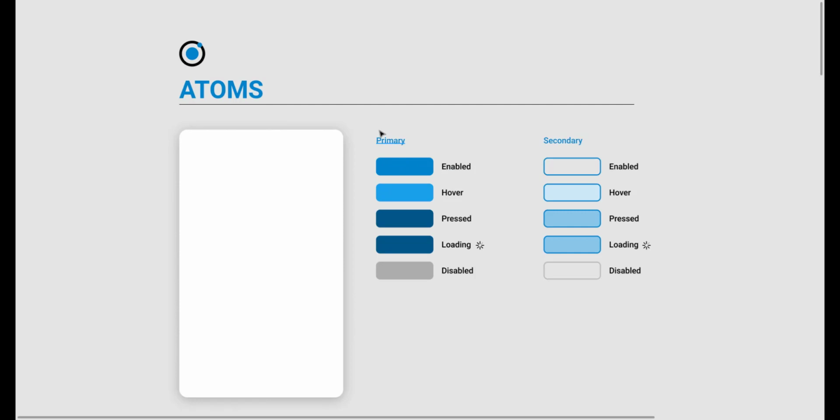So I'm thinking here about the primary button and the secondary button, okay? And for each one, we have different states, like I'm going to show in the second above the fold.